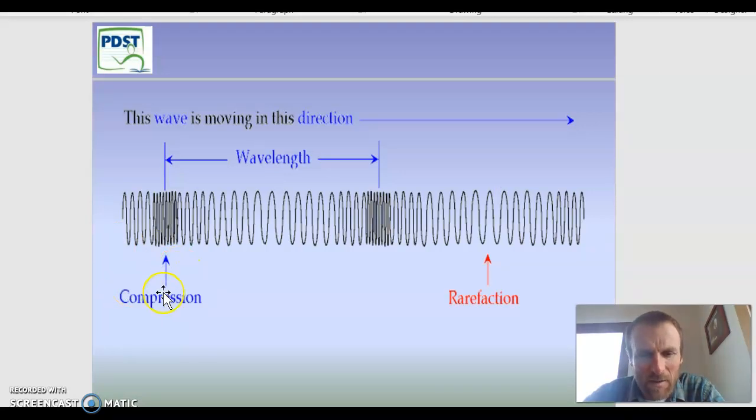Okay. Now we basically talked about this slide. So here's the direction of the wave. There's the wavelength for a longitudinal wave, the distance between the two compressions. And like I said earlier, the amplitude is parallel to the direction of wave motion. You can't really see the amplitude so much on here, but it can be measured.